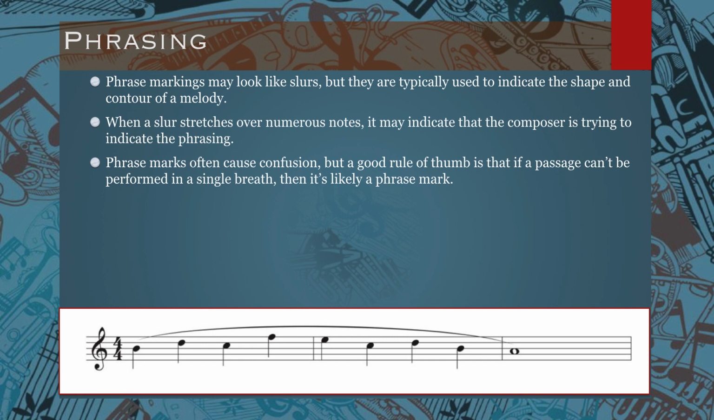So phrase marks look like slurs, but they're typically used to indicate the shape and contour of a melody. When a slur stretches over numerous notes, it may indicate that the composer is trying to indicate the phrasing. Phrase marks do cause some confusion, but a good rule of thumb is that if a passage can't be played in a single breath, then it's likely a phrase mark. Also, if it appears that the melody begins and ends in a complete way, and the phrase mark goes over the entire melody, then you're probably looking at a phrase mark, although the composer also may want you to play it very connected and legato, but you'll have to figure that one out based on other clues in the score and the context that you find this.